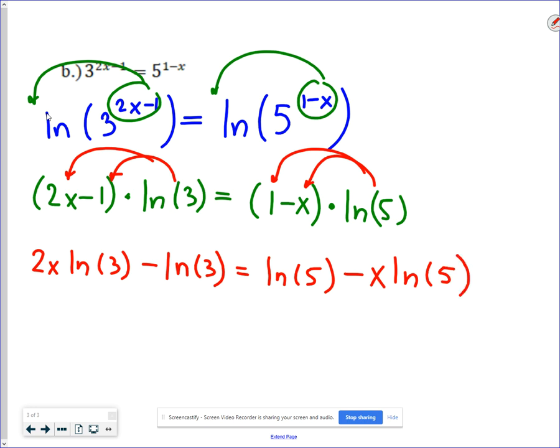Alright, so we're trying to solve for x. So what you want to do on this one is collect all your terms that have x on one side. You notice this term here has an x, and so does this one. So we want to get them on the same side. So I want to move one of them. It doesn't matter which one you move. I just like to keep mine positive if I can. So I'm going to move this one over to the right side. So I'm going to add x natural log of 5 to both sides of this equation.